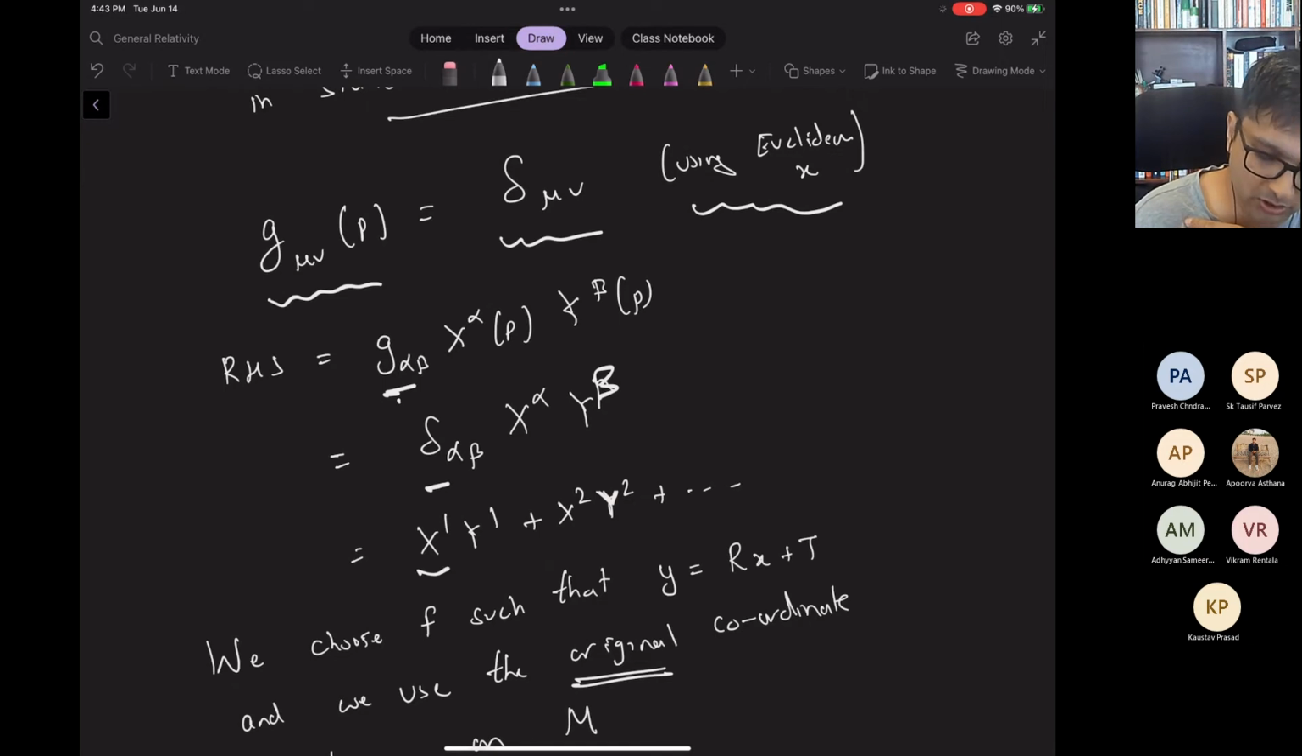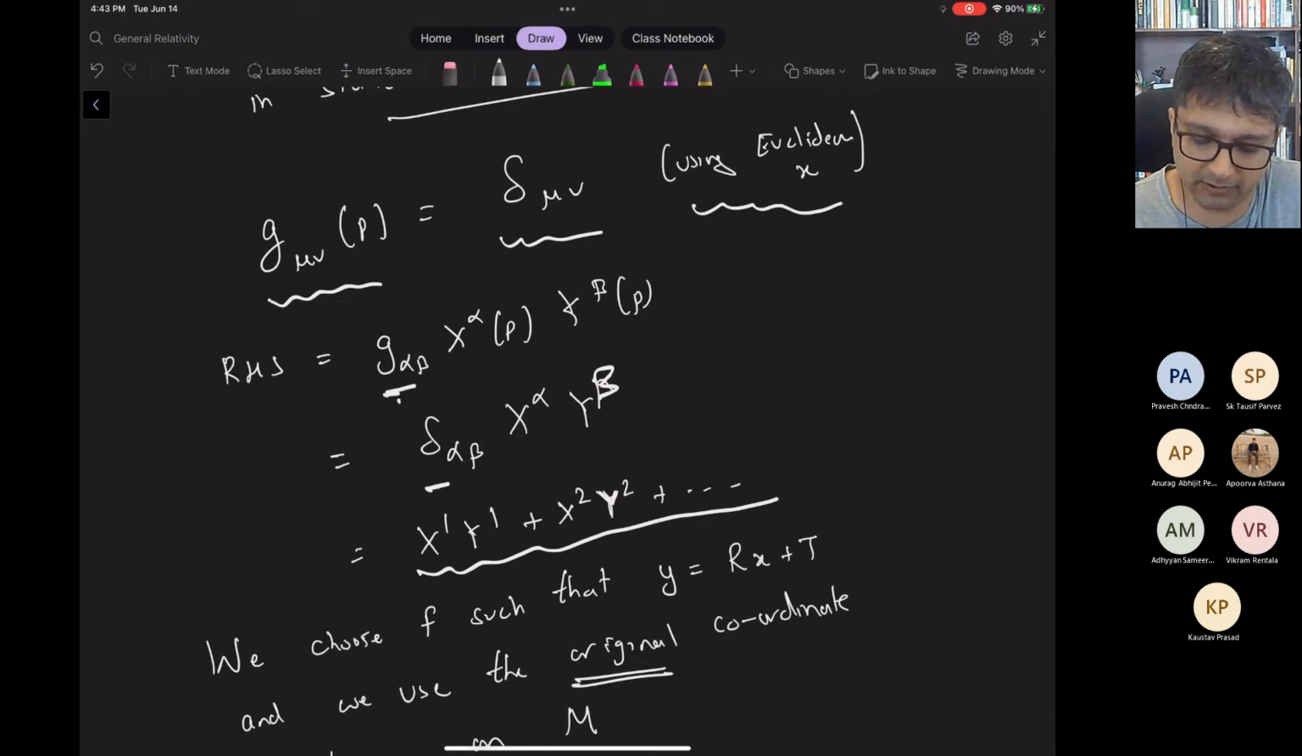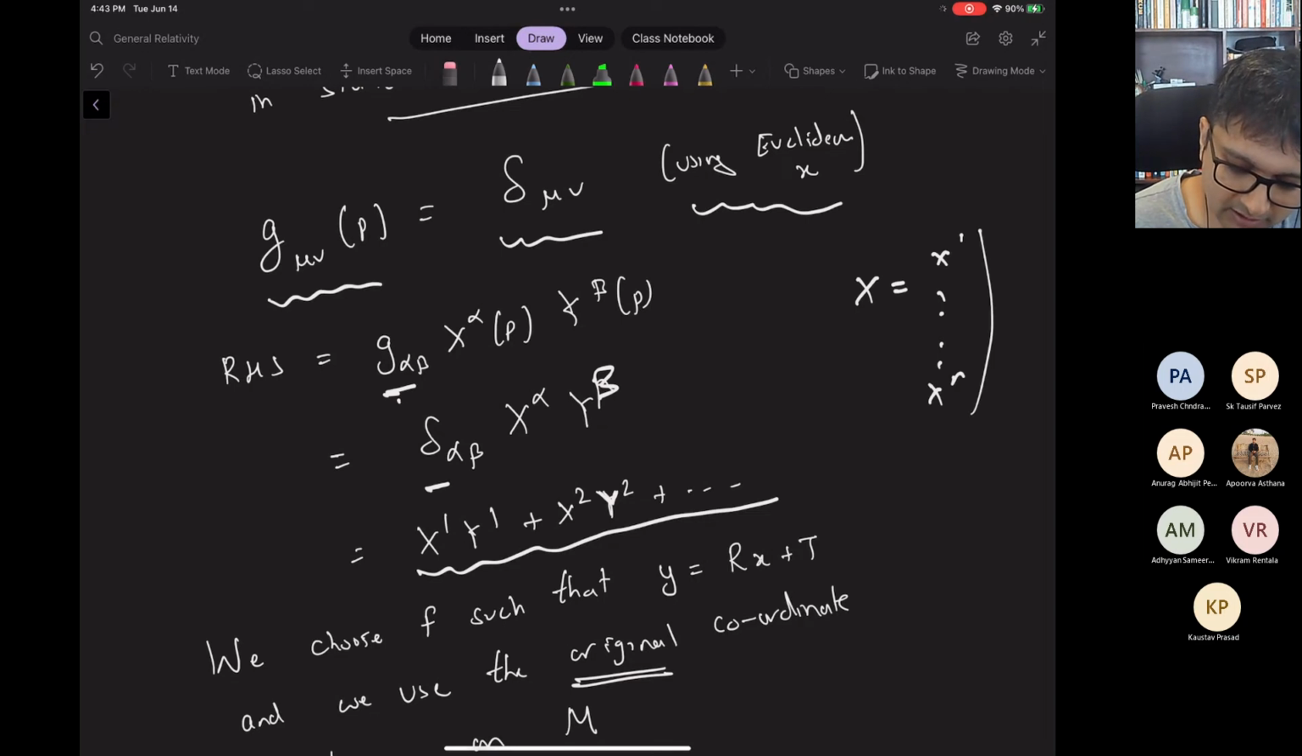This is the usual dot product that we have of vectors in n dimensions, where the vector X has components X1 through Xn. And these are all components which are evaluated at the point P. It's a vector field, so the components of the vector change from one point to another on the manifold.